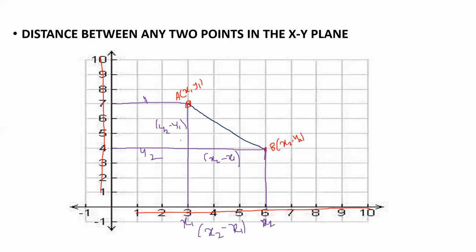But this is not what I expect. We need to find the distance AB. And if you observe the picture carefully, you can see a right triangle here. Can't you? So this is the perpendicular, this is the base, and this is the hypotenuse. That is what we need to find. And here the base is x2 minus x1 and the perpendicular is y2 minus y1.